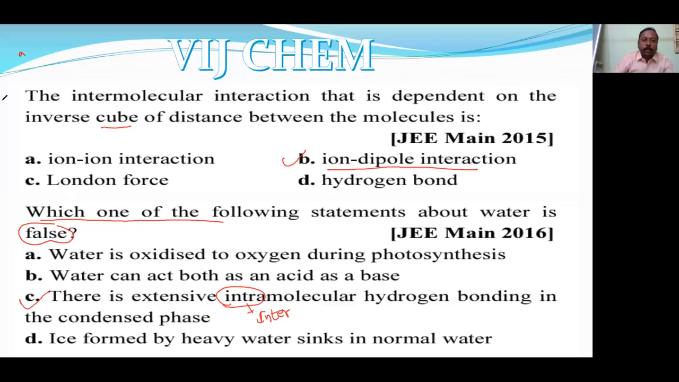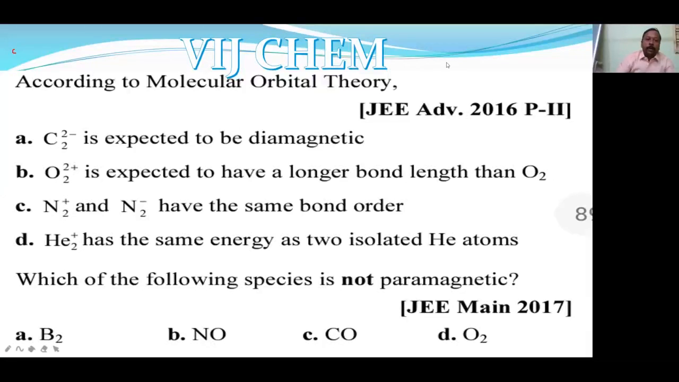Now let's see the next question. According to molecular orbital theory, it is also an advanced question, so more than one may be correct. Up to here there is a question, option D only, the first question. The next question is another question. So try to analyze all questions. It may be more than one correct, it may be single correct also.